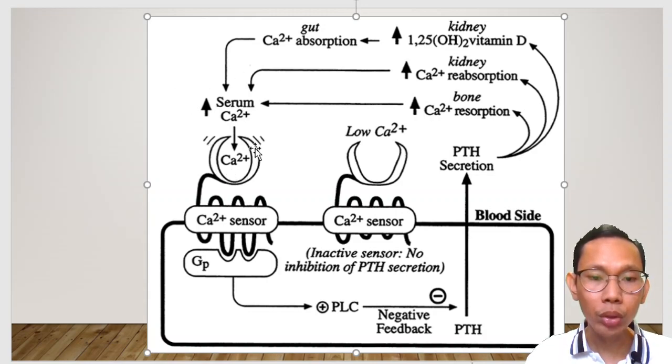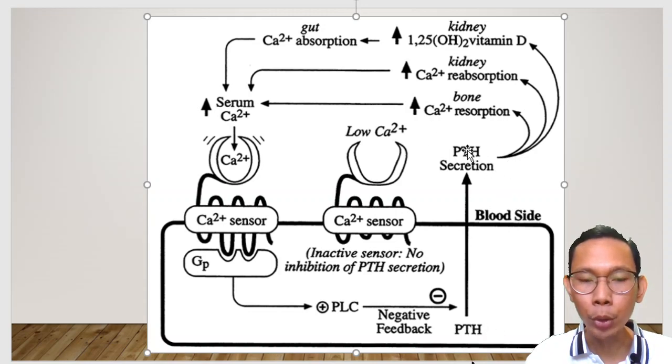Again, when you have too much serum calcium, your calcium will bind to the receptor, which is called your calcium sensor receptor, and this will be coupled to your G protein. This complex will stimulate your phospholipase C to inhibit the secretion of your parathyroid hormone, because you already have enough serum calcium and you do not need excess calcium in your blood.